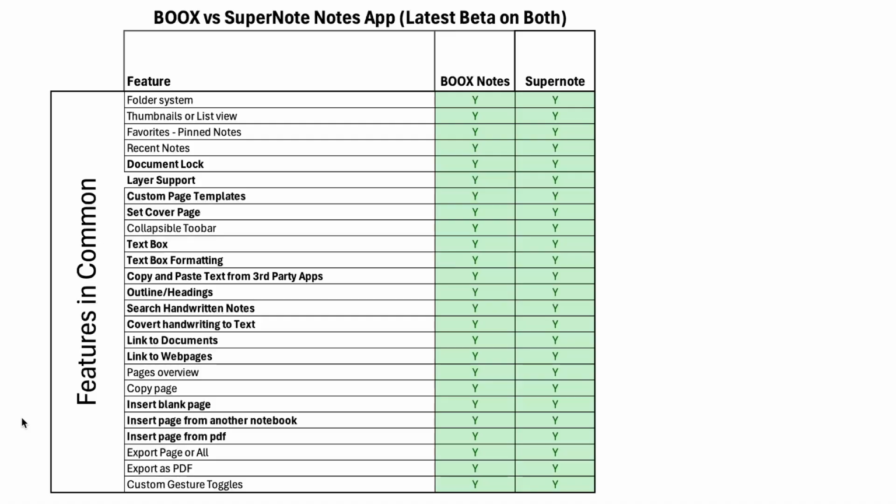Both of them allow you to organize pages within your notes and make them part of an outline in the case of Boox, or make them a heading in the case of Supernote. Both allow you to search handwritten notes.